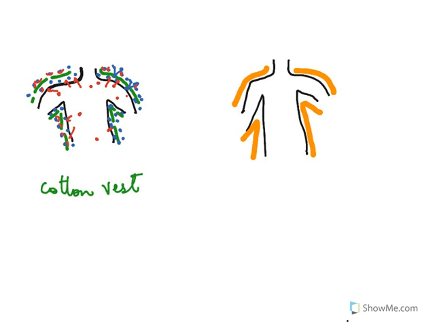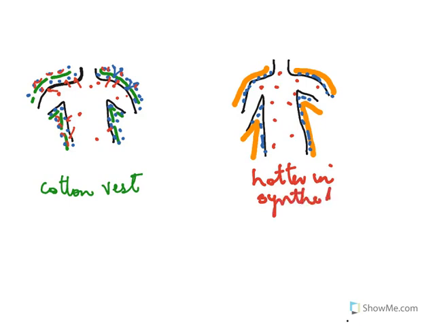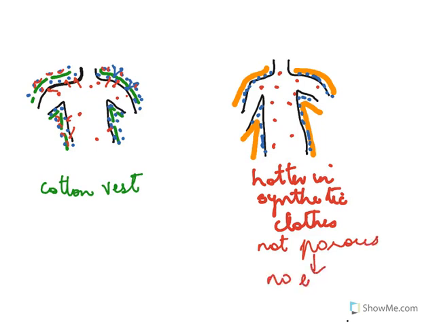But what will happen in this case now? Now this person too has sweated. He's got water molecules here, he's sweating. But these water molecules are unable to escape because there are no pores. So the heat in the body remains as it is. So you feel hotter or warmer in synthetic clothes, because they are not porous, and because they are not porous, there is no evaporation.